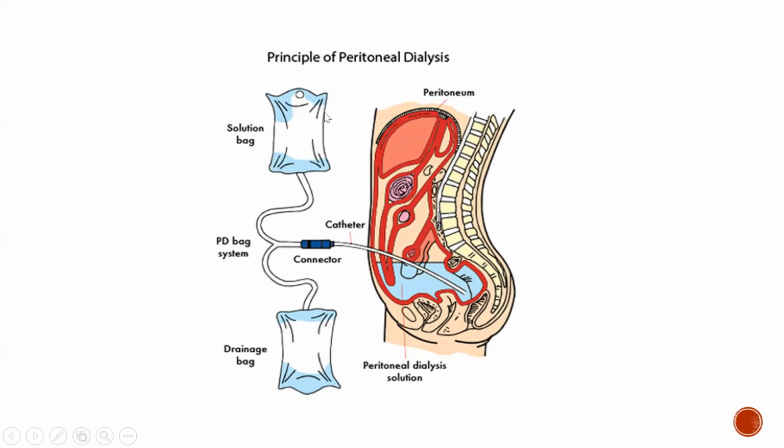Here we have a solution bag and here we have a drainage bag. This is the tube which is known as catheter. The solution bag consists of cleansing fluid and this cleansing fluid will be inserted with the help of this catheter tube into the abdomen. And also by the help of this catheter tube, the fluid is drained out which was previously present in the abdomen.